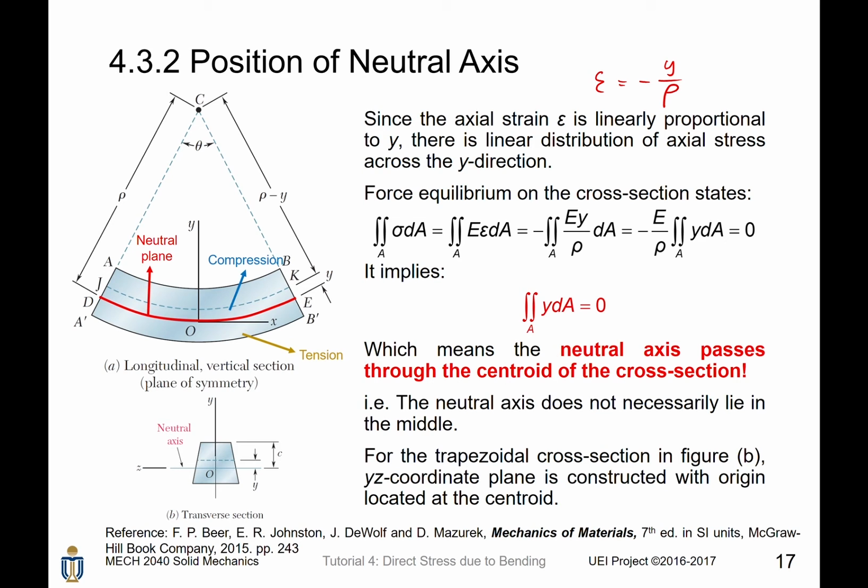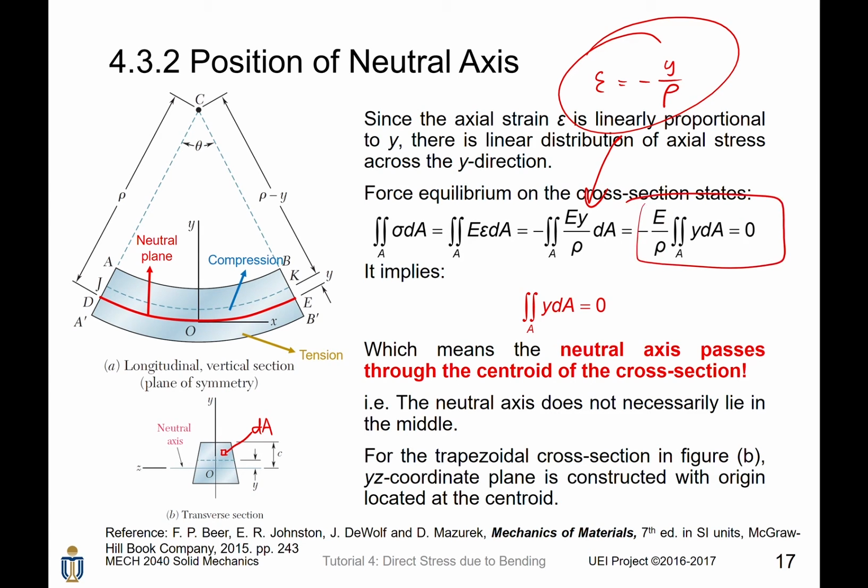Now let's consider the force equilibrium on the cross-section. On the cross-section, for a very tiny differential area element dA, there will be direct stress sigma. The summation of sigma dA will be the force acting on the cross-section. However, we know that we are talking about statics. That is, we don't want any net force acting on the cross-section. That means the summation of sigma dA equals 0. Well, what is sigma? It is given by E epsilon, which is the Young's modulus times the axial strain. Then we substitute this into this equation and take out the constants such that we can get this result.